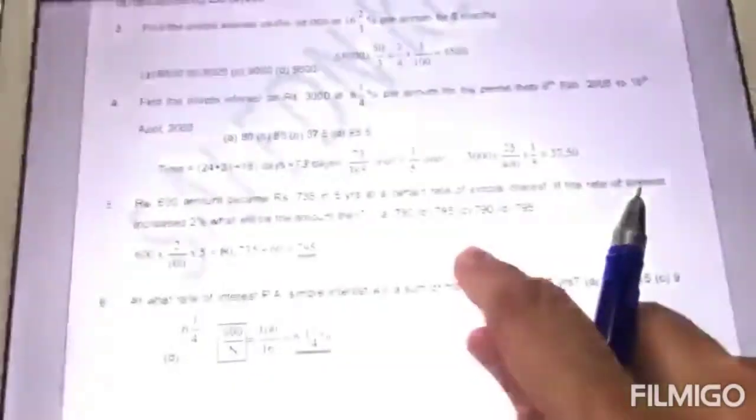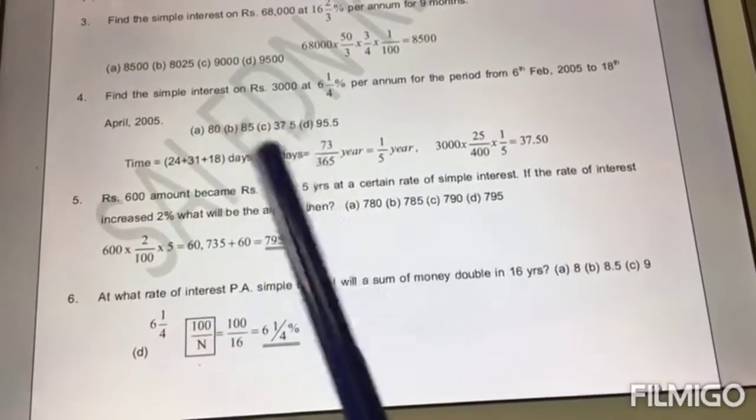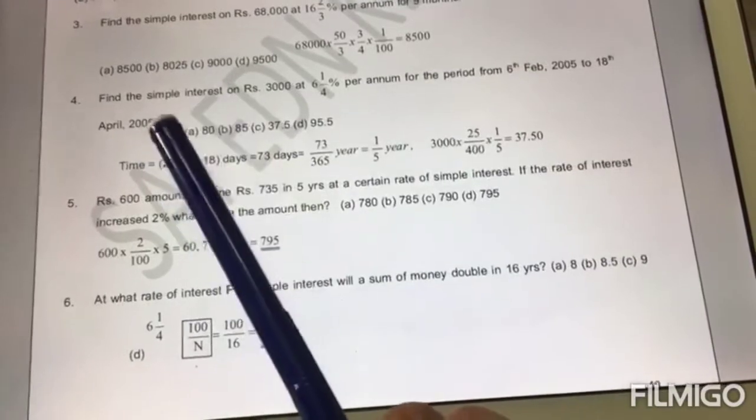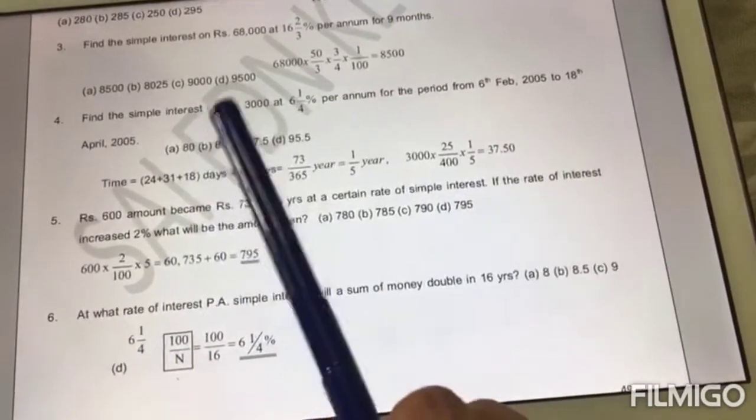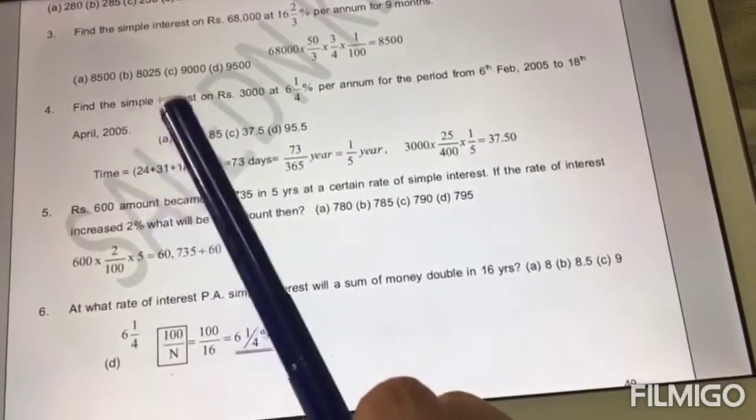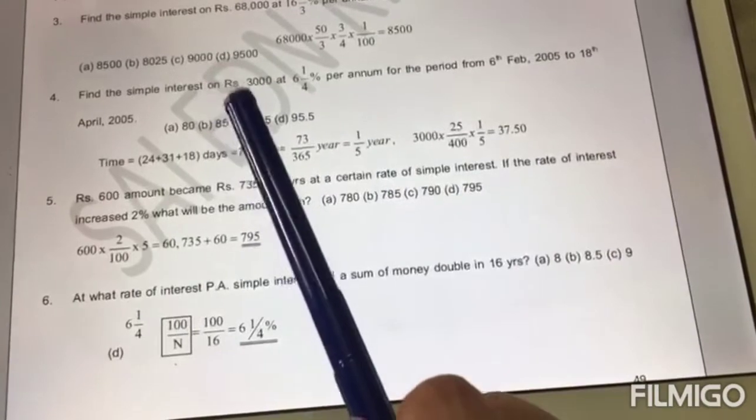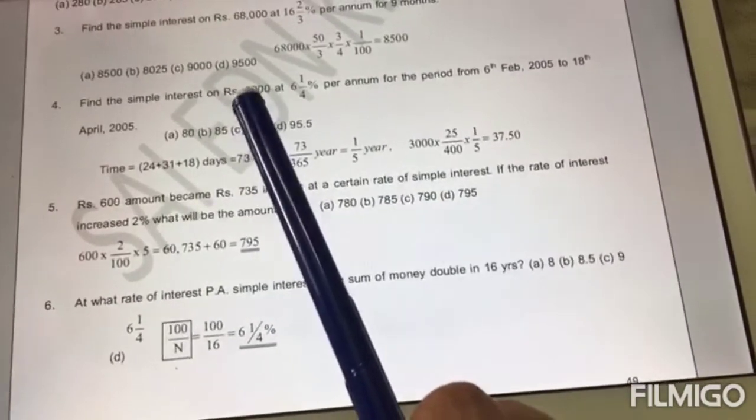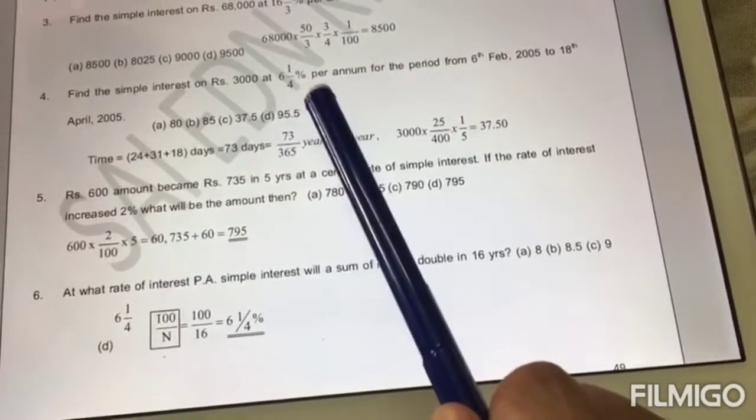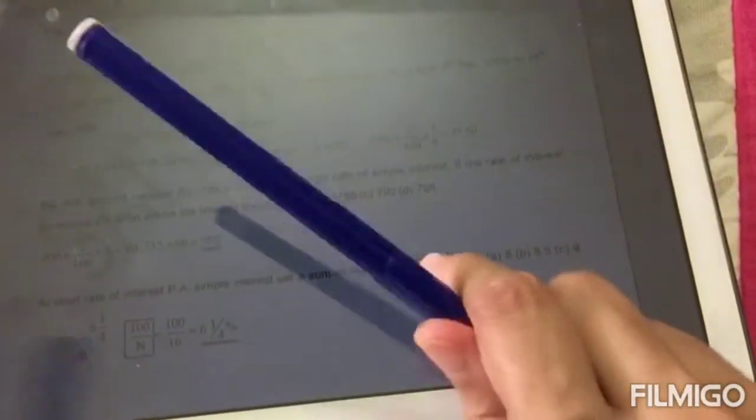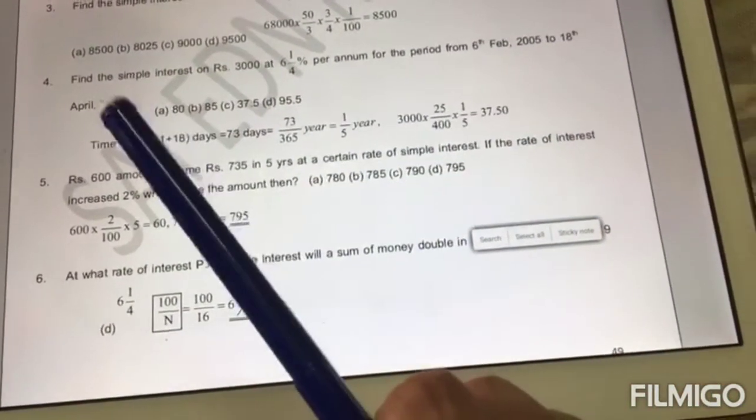Okay. So number 4 now. This is similar. I'll just show you how to convert the days to years. Find the simple interest on rupees 3,000. This is a principal. How do we know it's the principal? Because they say find the simple interest on the principal. We always find simple interest on the principal or the initial amount invested at 6 and 1/4% per annum for the period from 6th February 2005 to 18th April 2005.